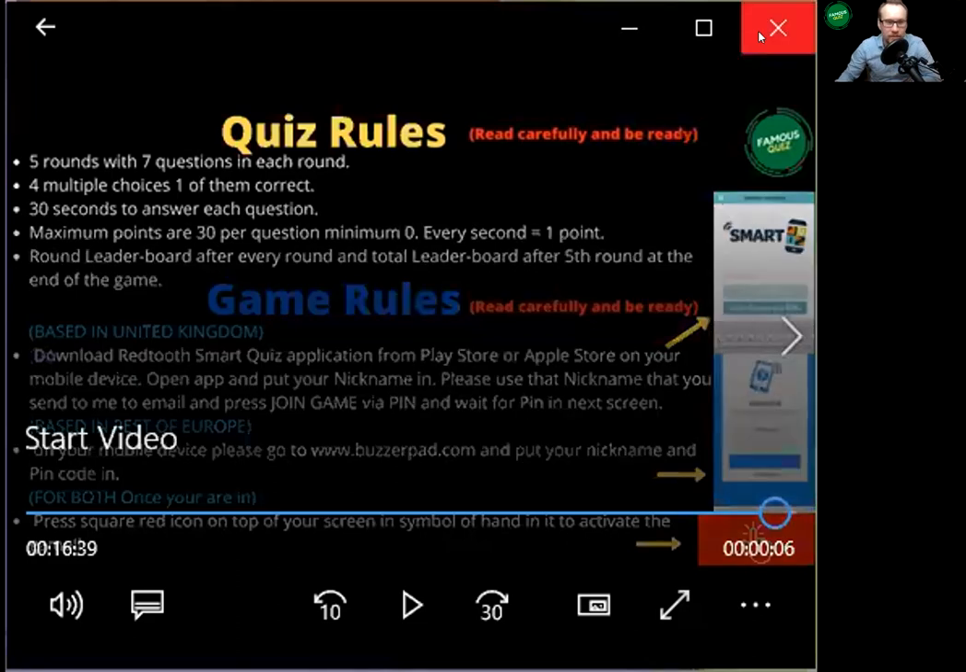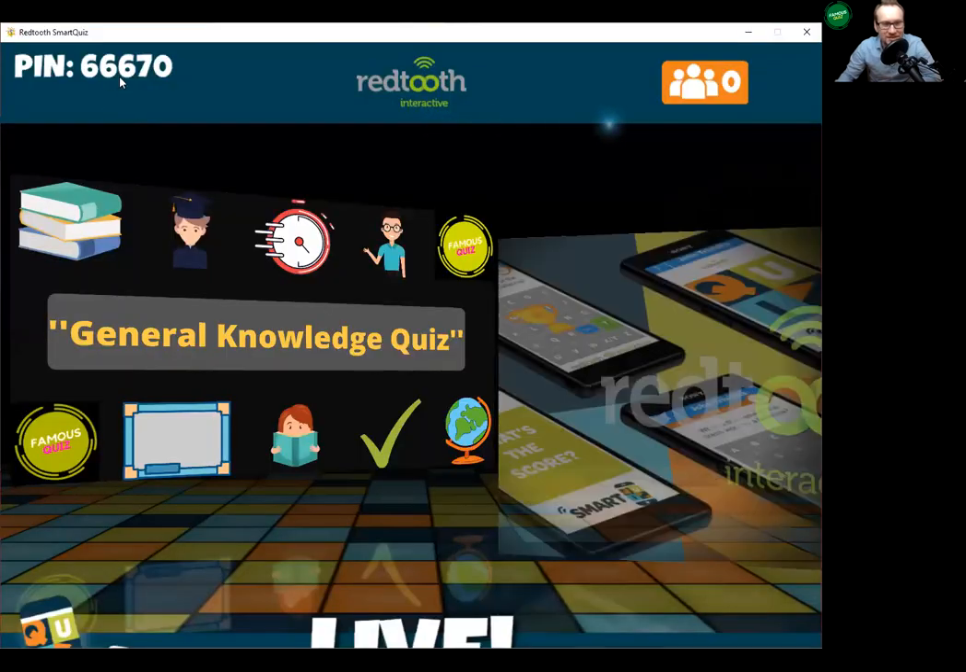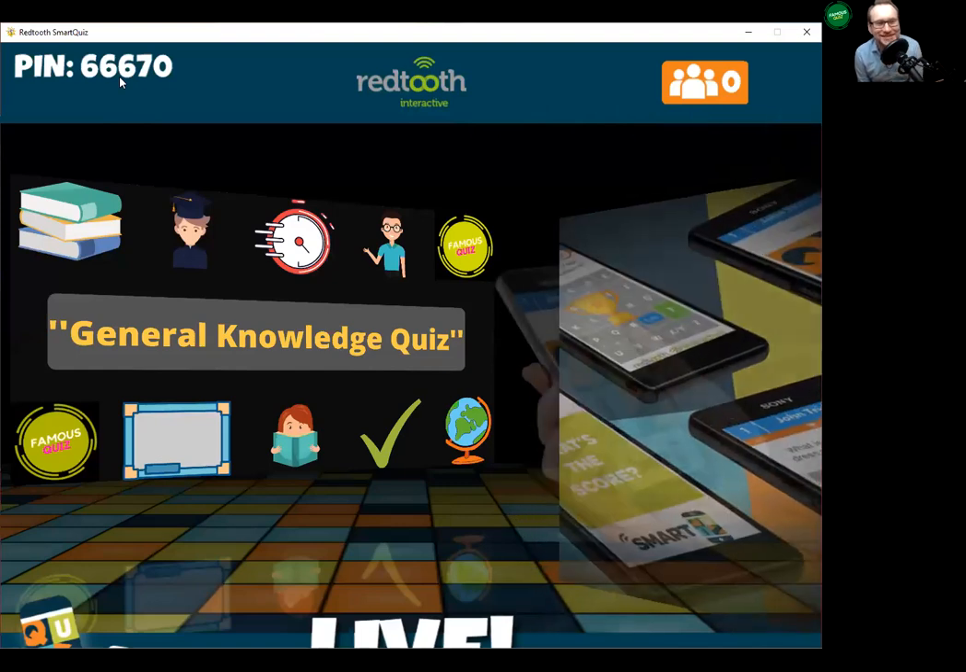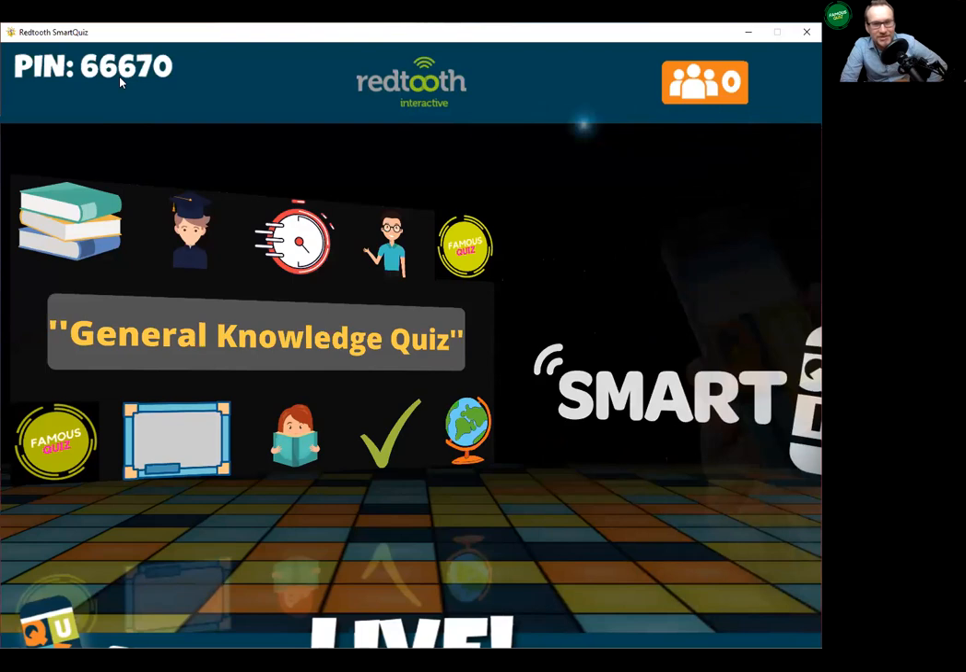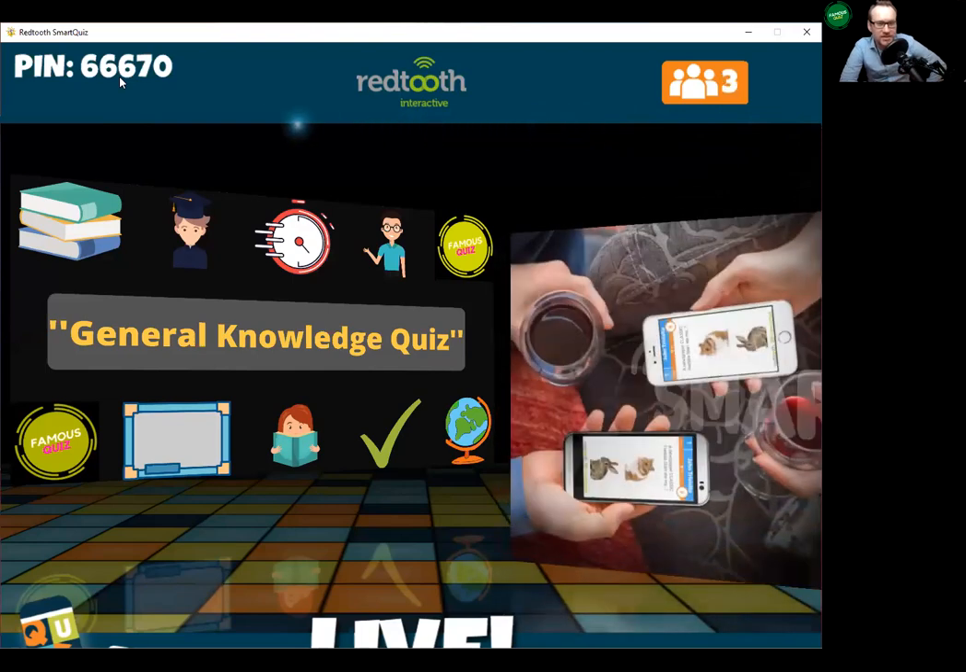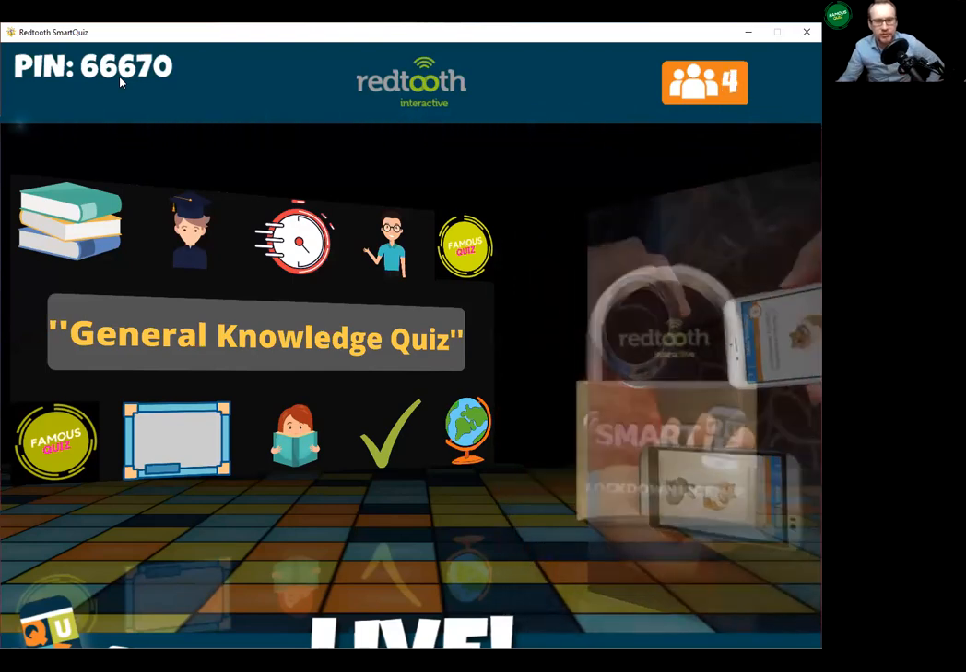Let me get rid of this screen and put you on the game screen, obviously with the pin code. Okay, so yes, 666. Woo, scary. 666. The devil within 70. So that's the pin code: 66670 on the left side. You see the pin code.